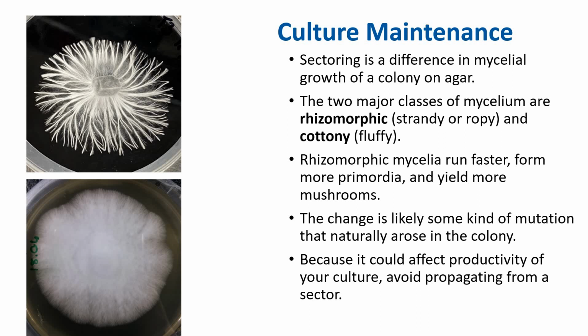The two major classes of mycelium are rhizomorphic, which is stranded or ropy, and cottony, which is fluffy. Rhizomorphic mycelia run faster, form more primordia, and yield more mushrooms. You will notice the difference when you look at a plate. The change is likely some kind of mutation that naturally arose in the colony, and because it could affect the productivity of your culture, avoid propagating from a sector point. So this is a clear example of rhizomorphic, or stranded ropy growth, and this is fluffy cottony growth right here.